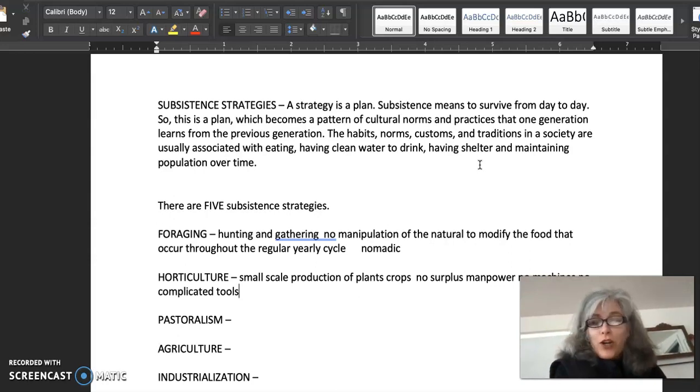So horticulturalists also don't own the land. There's a general idea that a community has access or natural right to certain pieces of land that they only manipulate as little as possible in order to get the yield that they need to feed their immediate social group for the 12-month period of the year. They don't put back a surplus for a rainy day. They don't sell things for a profit.